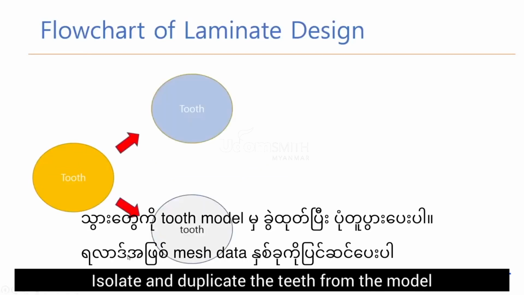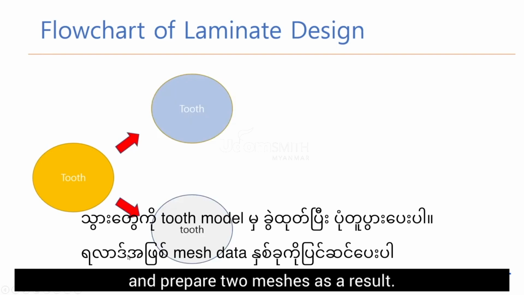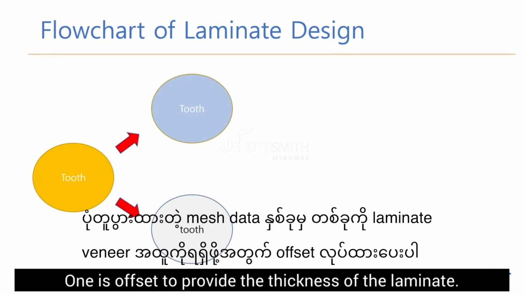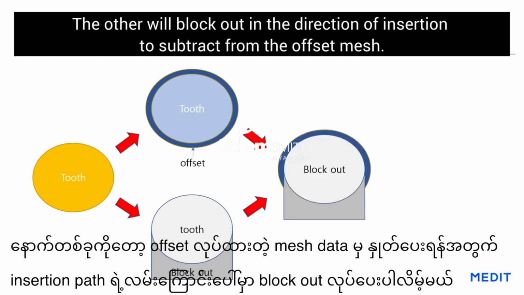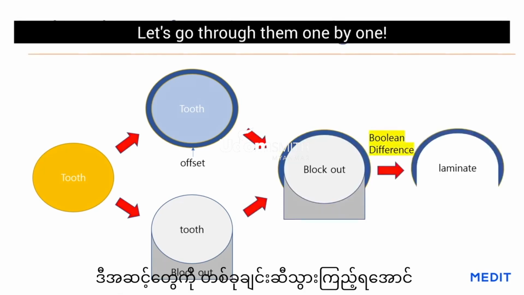Isolate and duplicate the teeth from the model and prepare two meshes as a result. One is offset to provide the thickness of the laminate. The other will block out in the direction of insertion to subtract from the offset mesh. Let's go through them one by one.